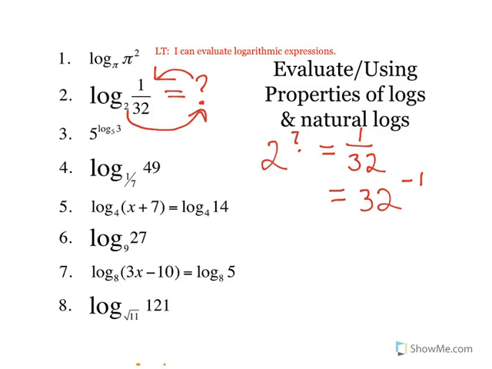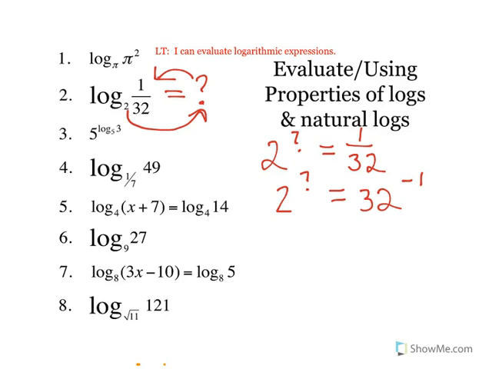If that was a struggle for you, if that blew your mind, then that is an obvious indicator that you need to go practice those fractional powers and those negative powers before you get in over your head with all this content and don't know what to do. But I can rewrite 1 over 32 as 32 to the negative 1 power. So now we're getting somewhere. 2 to what power equals 32 to the negative 1 power.